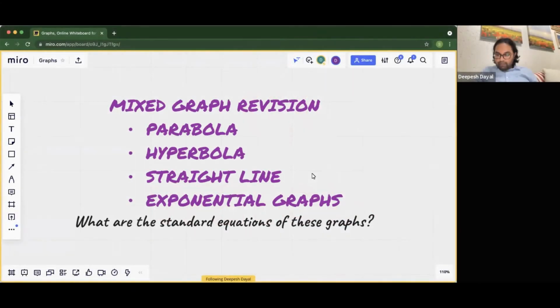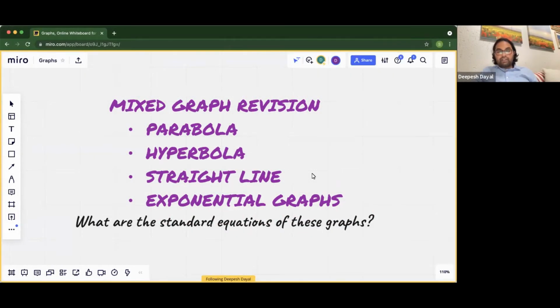But yeah, welcome everybody to the mixed graph revisions session. And as you can see on the screen, we've got the parabola, the hyperbola, the straight line, and the exponential graphs that we are going to be recapping. And this is just one of the lessons of mixed graph revision. And it's such an important section with a lot of marks. So it's so important that you get this section right and you understand it well.